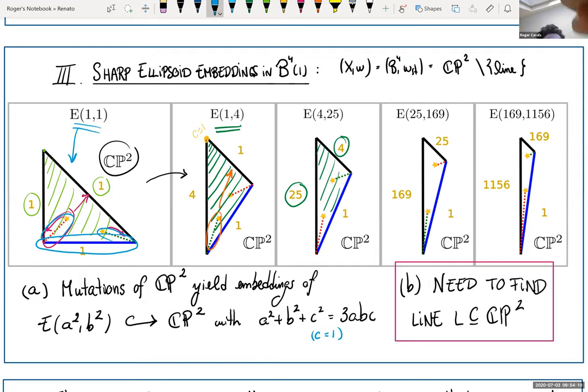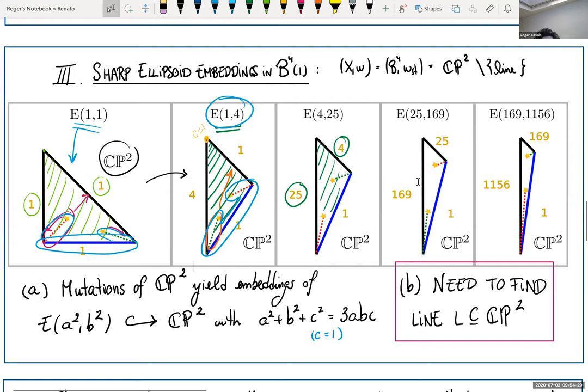Now you take E(1,4) and you say, wait, here, I don't know what I have. If I could claim that here there is a symplectic line, and I could claim that the complement of this symplectic line is the same as the complement of this symplectic line in the first one, then I would be done.